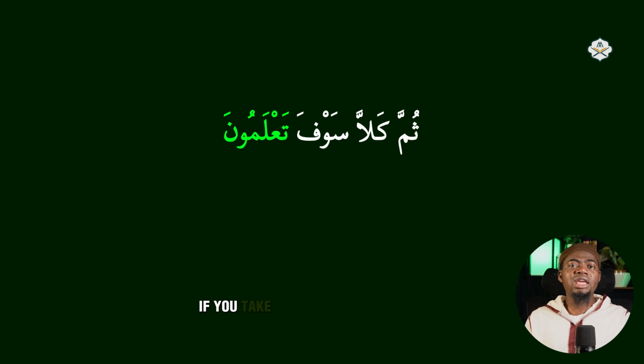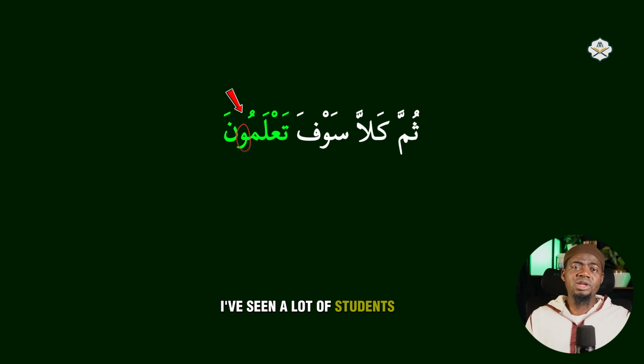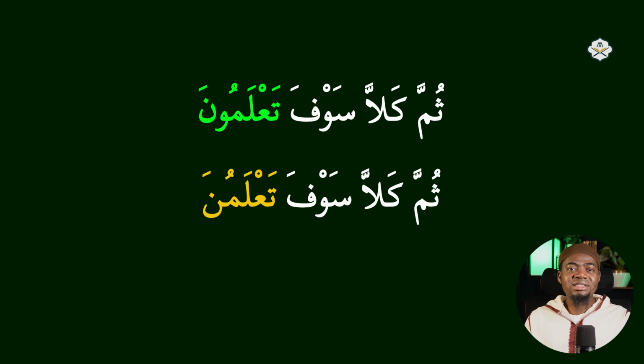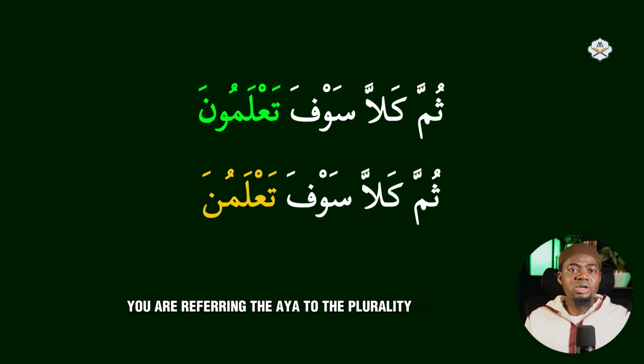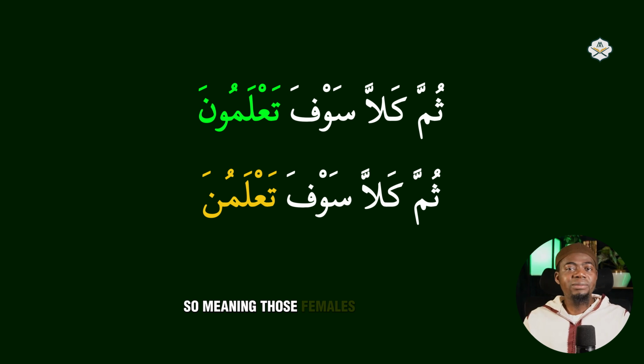So ta'lamun, if you take away the waw mad, I've seen a lot of students, instead of saying ta'lamuna, they say ta'lamun, thumma kalla sawfa ta'lamun. That's not correct. You've cancelled out the waw. Instead of reciting ta'lamuna, you said ta'lamun. What does that mean? You are referring the āyah to the plurality of females. So meaning those females will get to know on the day of Qiyamah. Ta'lamun. Those females will get to know about the actions they've done on the day of Qiyamah.